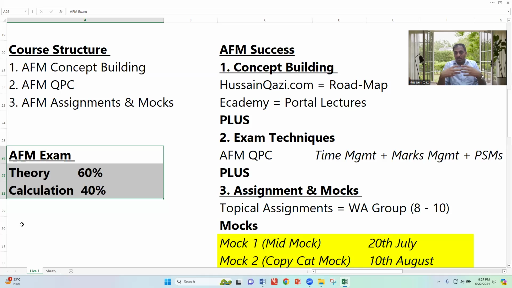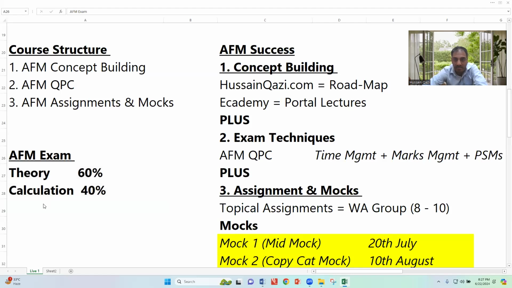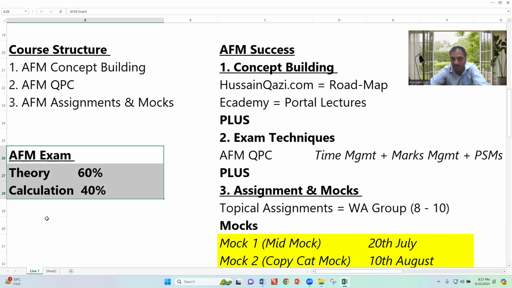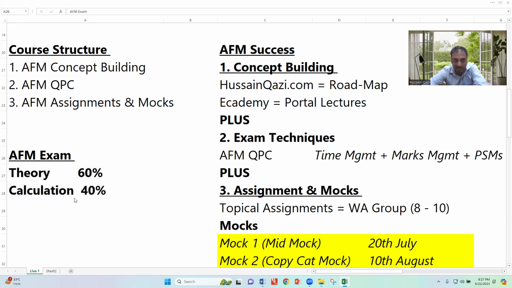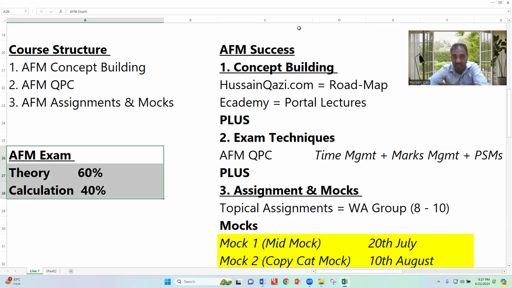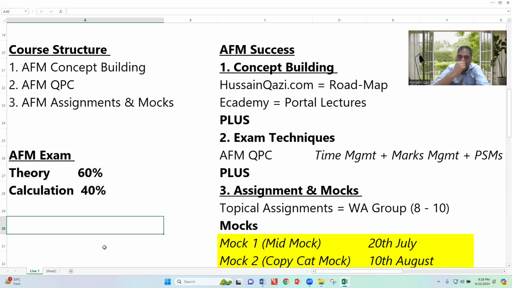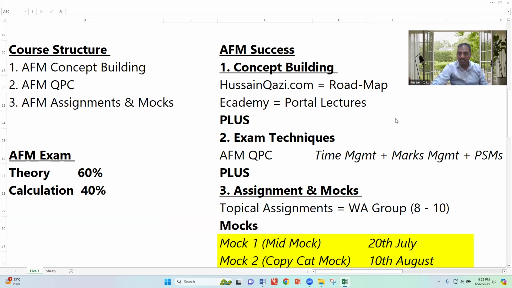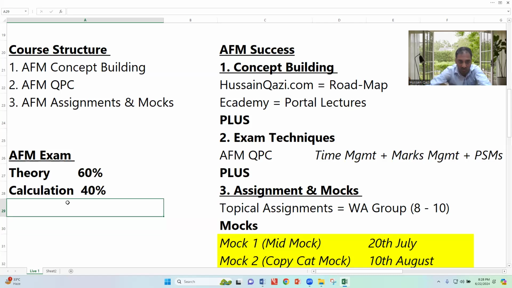Just take a screenshot, take a printout, and paste it in front of your study table, or set it as wallpaper on your mobile, laptop or desktop. That 60% you will face as theory and 40% for calculation. So you and I have to develop a strategy to cover the syllabus and make revision in a manner that develops the ability to attempt 60% theory and 40% calculation. I hope it's very clear to you.